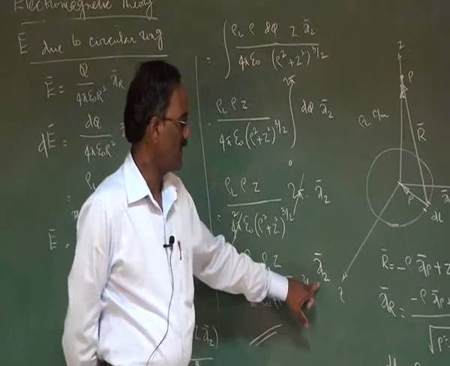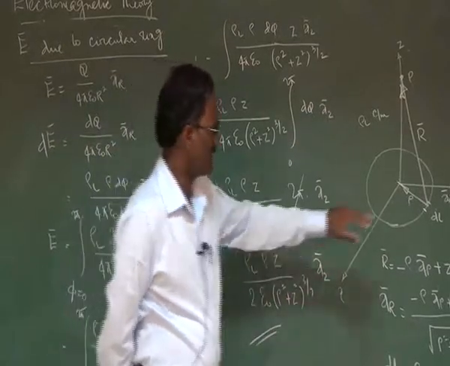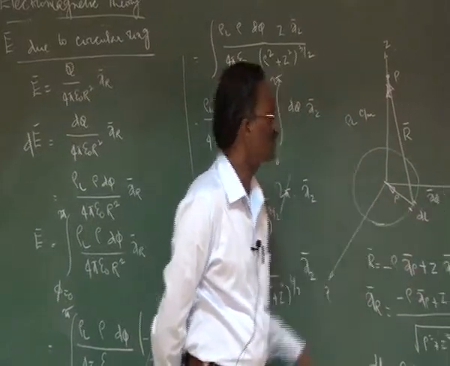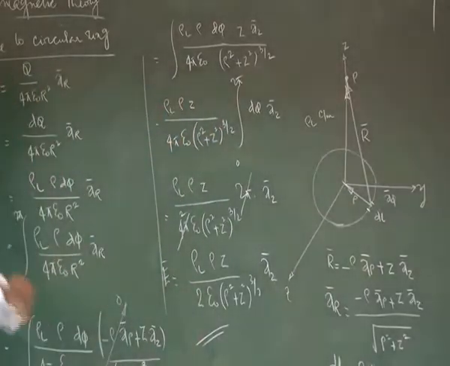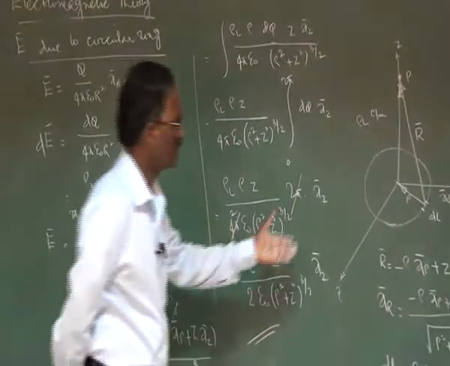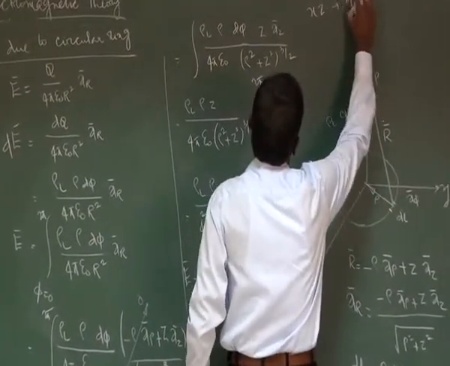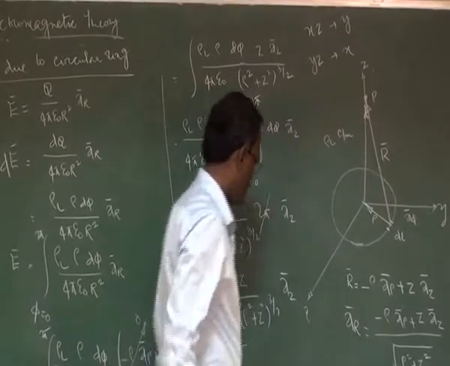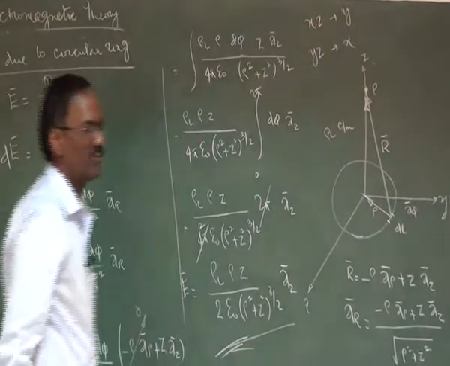Right. As usual, I can take the point P anywhere, but the condition is it should be normal to the ring, because the ring is placed on the xy plane and the normal direction is z. If you place the ring on xz, the normal is y. If you place it on yz, the normal direction is x. This way also you can bring the same result by changing the unit vector only.